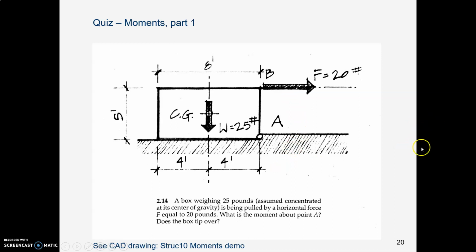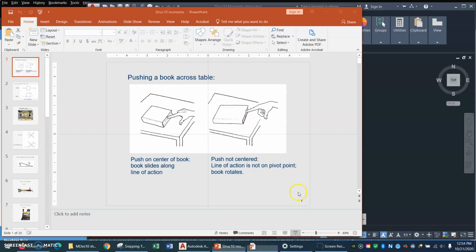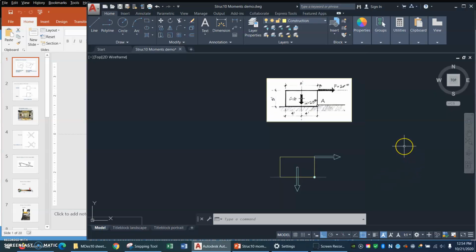The question that he wants you to answer, actually there are two questions. One, what is the total moment around point A? So we've got the overturning moment caused by the pull and the resisting moment caused by the weight. What do those add up to? And then, once you know that, does the box tip over? So let's now go look at this CAD drawing.